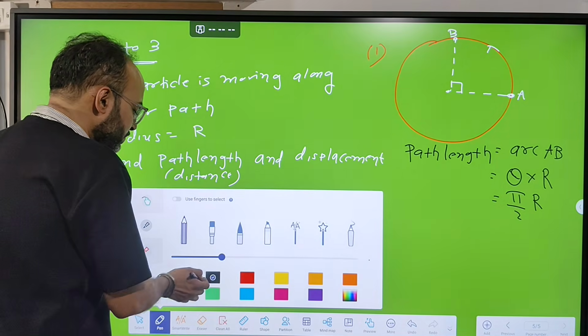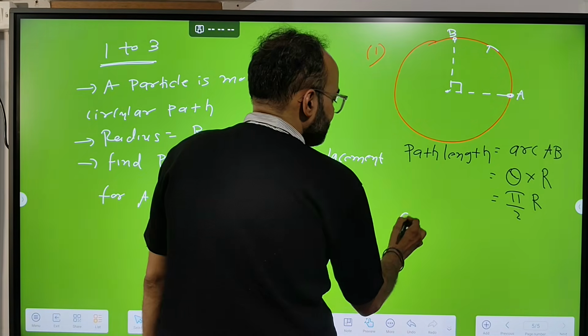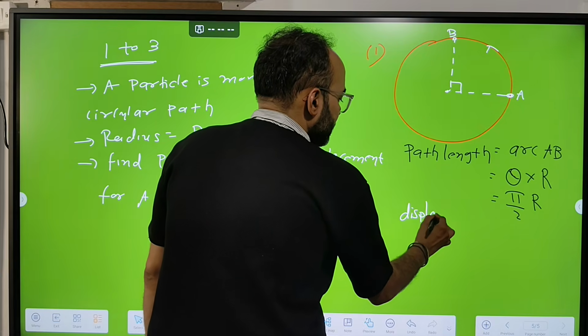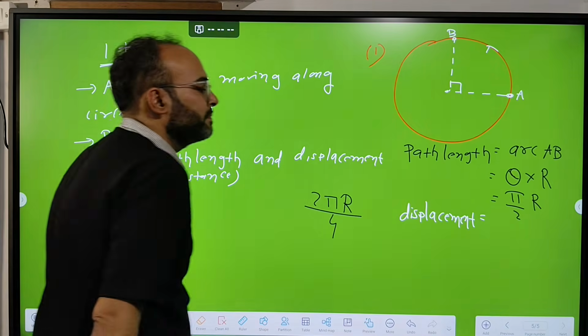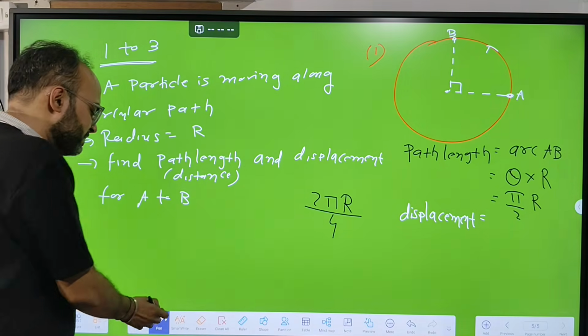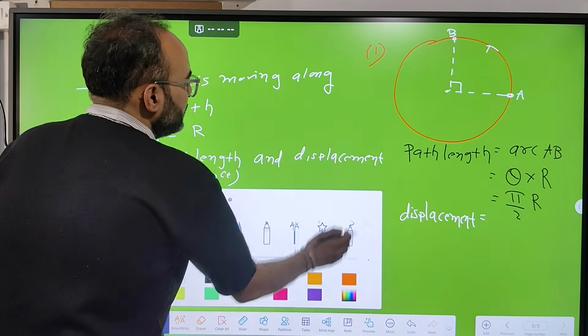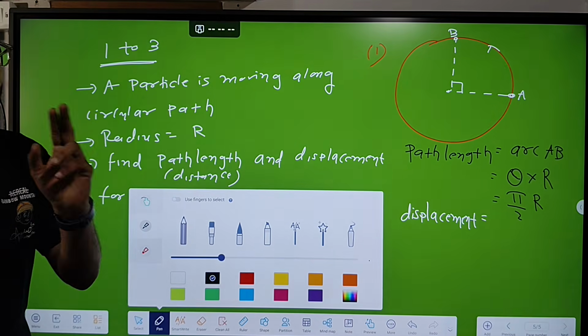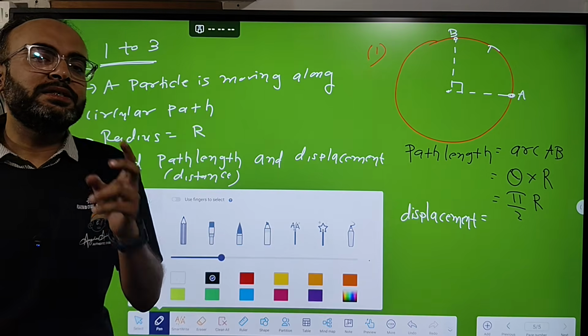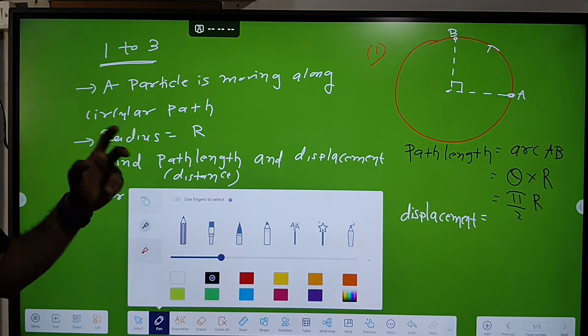Chalo. Now next we want to find displacement. So how to find displacement? It is very easy again. See, displacement is the what? Shortest distance between initial and final position.